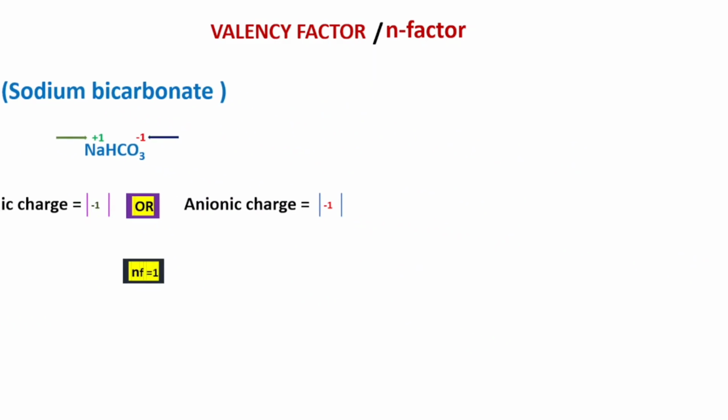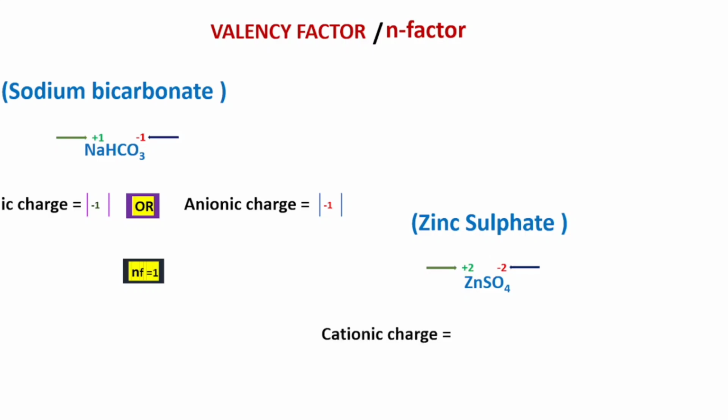Our next example is zinc sulfate. The zinc cation bears a positive 2 charge and the sulfate anion bears a negative 2 charge. The positive charge equals the negative charge. So, the N factor of zinc sulfate is the modulus value of either the positive or the negative charge, that is 2.